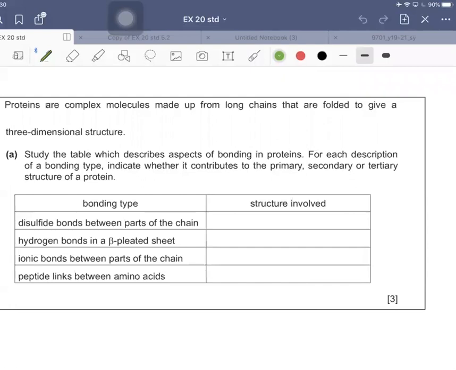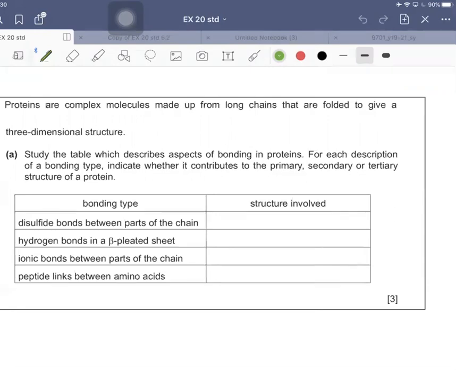Okay, so some of you may know this already because this is something that you have learned in bio. For question 6, where it asks you for the structure involved, this involves you knowing some information on proteins.